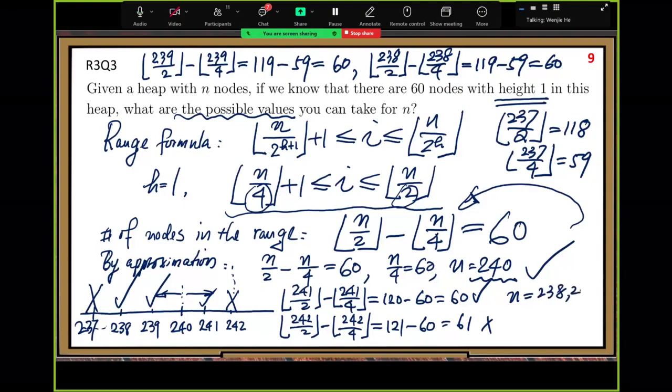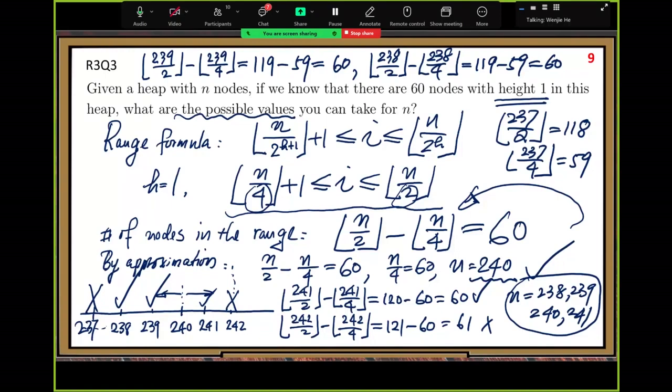So your final solution is 4 solutions: 238, 239, 240, 241. That's the way you apply the approximation method.